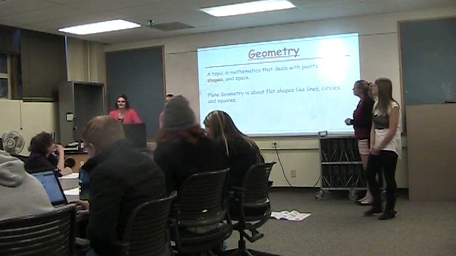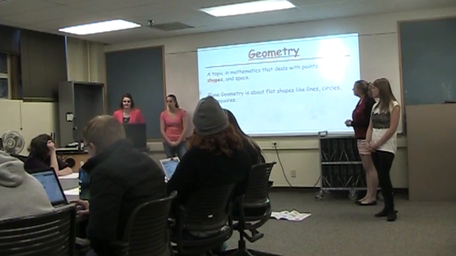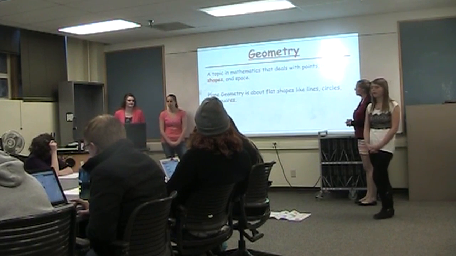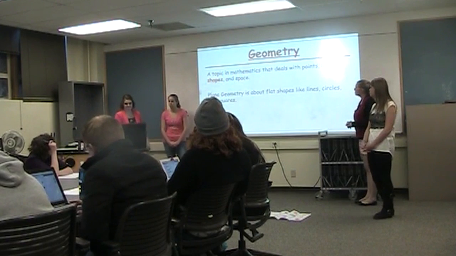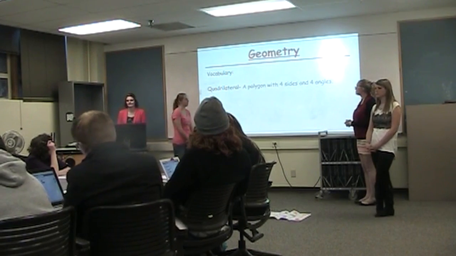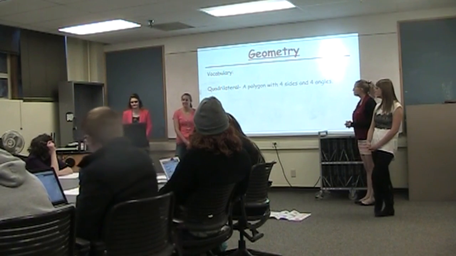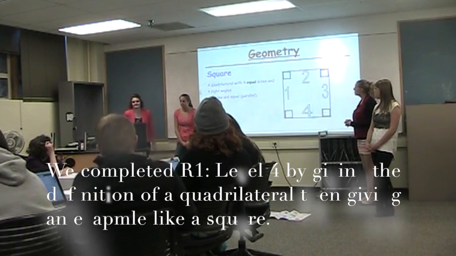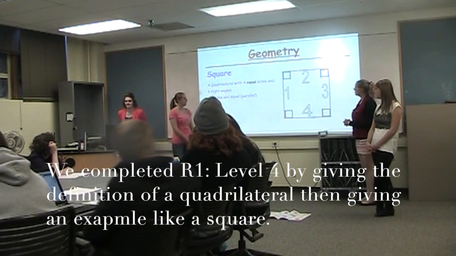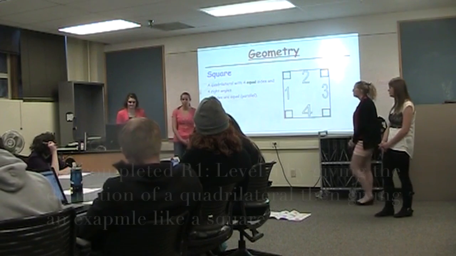Geometry is a topic in mathematics that deals with points, lines, shapes, and space. Plane geometry is anything that is flat shapes like lines, circles, and squares. A vocabulary word that you will need to know is quadrilateral, and it is a polygon with 4 sides and 4 angles. A square is a quadrilateral because it has 4 equal sides and 4 right angles, and all the sides are equal, so they are parallel.